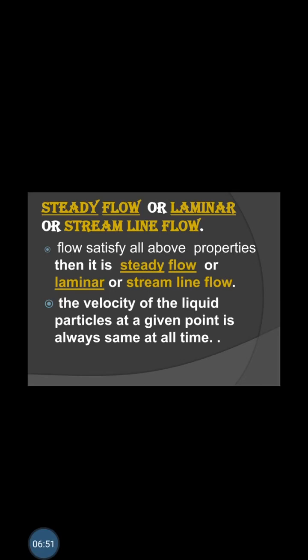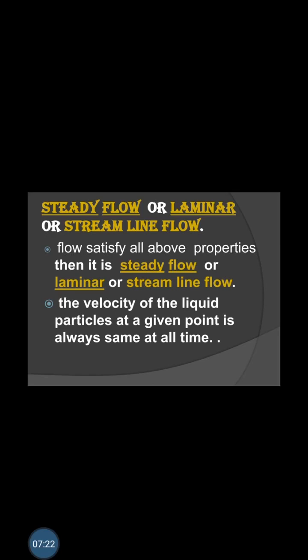If a flow satisfies all the above properties, then it is said to be steady flow, laminar flow or streamline flow. The velocity of a liquid particle at a given point is always the same at all times. That flow is a streamline flow, laminar flow or steady flow. This is about streamline flow.